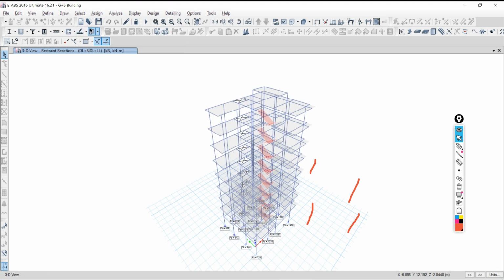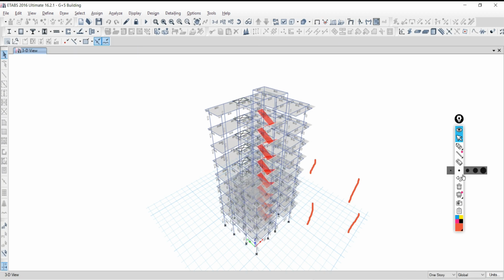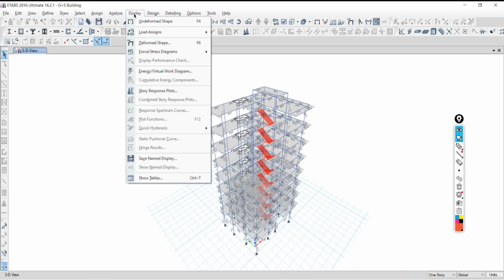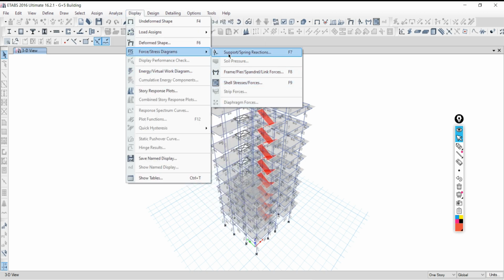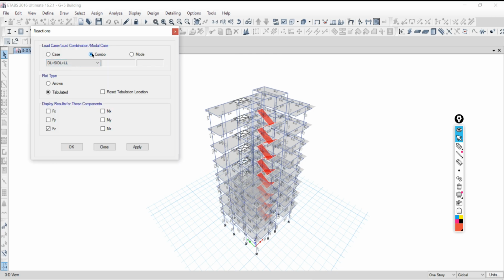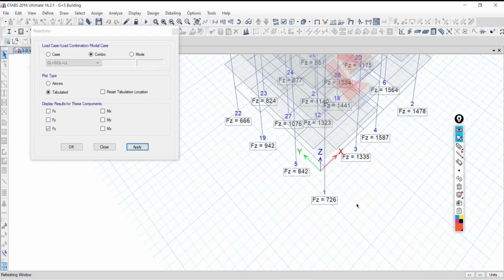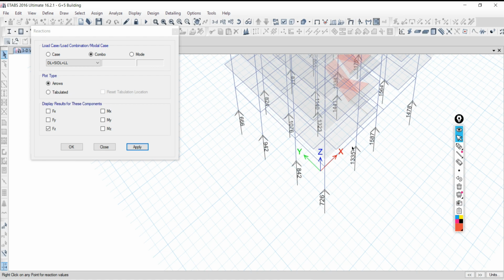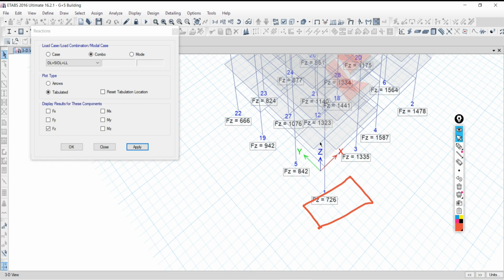Go to 3D view. After performing the analysis, how can you check it? Go to display, go to force stress diagram and the vertical reaction, and for this service load combination under the vertical direction, say apply. So you can see at the base of the structure in arrow format. But if you would like to see it in tabulated form in a box, just change it to tabulated and simply apply. So in a tabulated way you can see it.